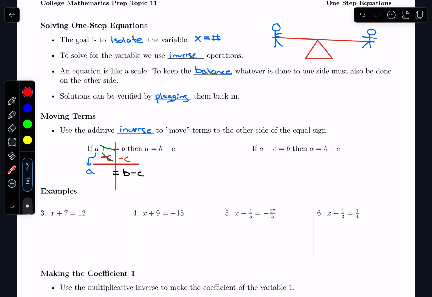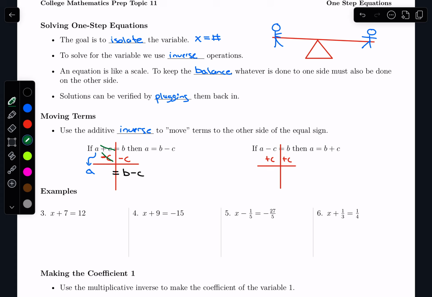Now, what we're about to do is the same thing, just with a different operation. So if you look slightly to the right, we have A minus C equals B. And again, we want to move C to the other side. Because it says A minus C, I'm going to do the opposite of minus C. The opposite of minus C is plus C. That is the additive inverse of minus C. So I add C to both sides.